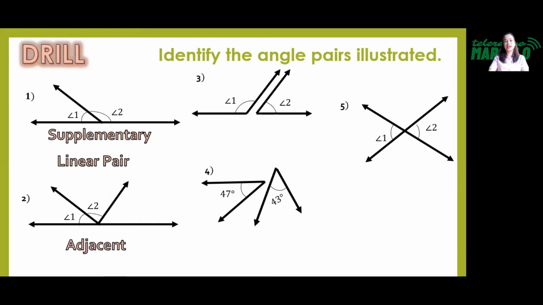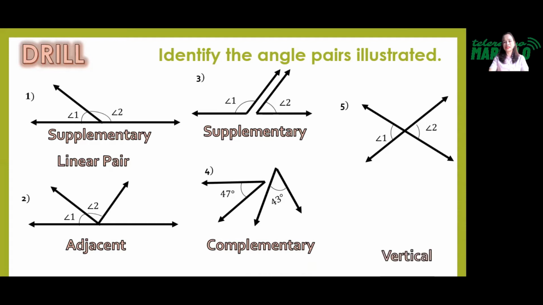And that is adjacent. Next, number 3, we have figure number 3, angle 1 and angle 2. When taken together, they are called supplementary angles. For number 4, we have 47 degrees and 43 degrees. And when combined, they will be called complementary angles. Number 5, angle 1 is opposite angle 2, and this is vertical angles.